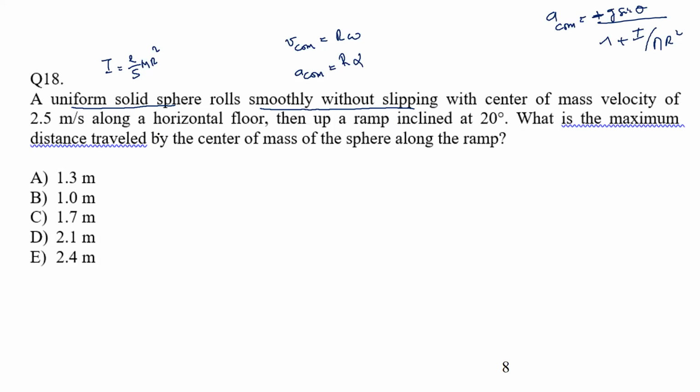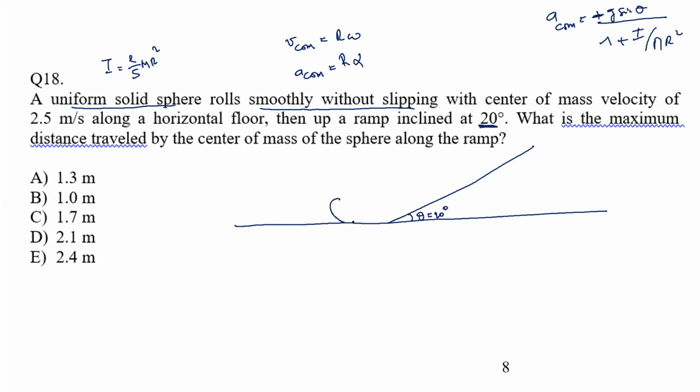So this object here is rolling smoothly with a center of mass velocity of 2.5 meters per second along the horizontal table. Then it climbs up a ramp inclined at 20 degrees. Now the question is, what is the maximum distance traveled by the center of mass of the sphere along the ramp? I will draw as usual. This is my horizontal, and this is my inclined plane. I know that theta here is equal to 20 degrees.